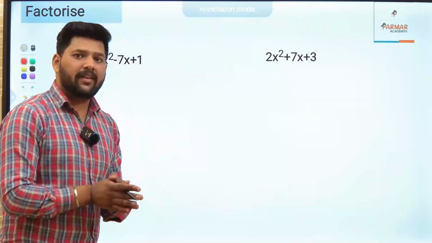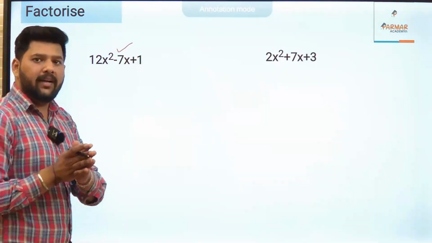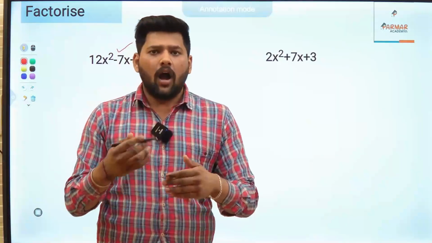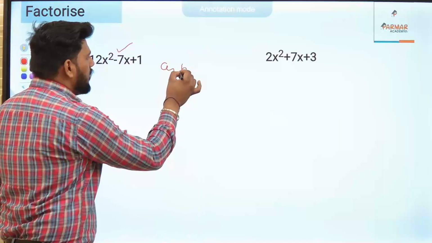What is the middle term splitting method? That means this minus 7x is the middle term. We have to split this term into two parts. How can we split this into two parts? Let a and b be two terms.